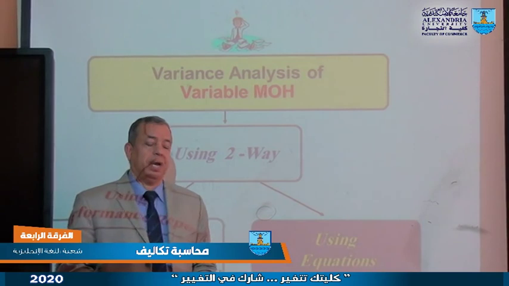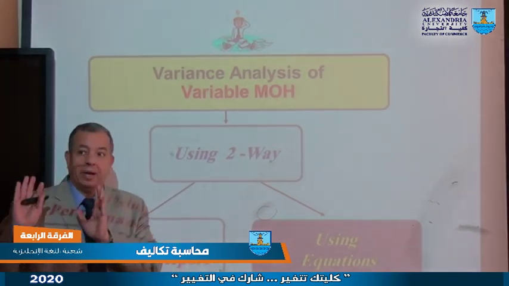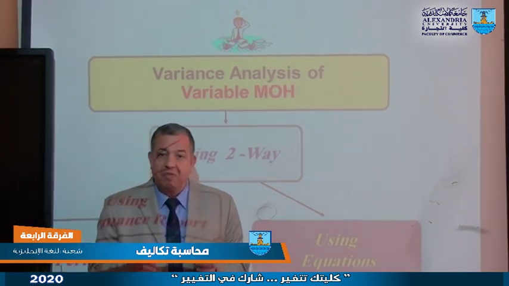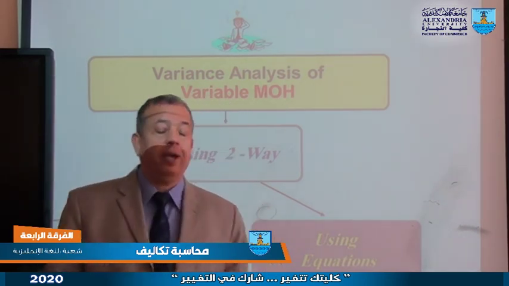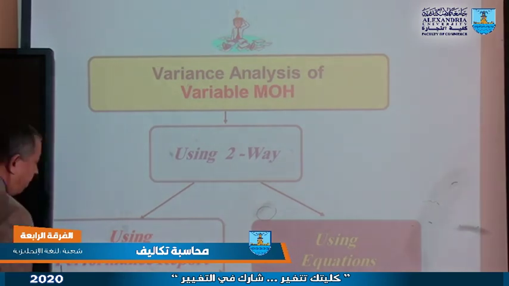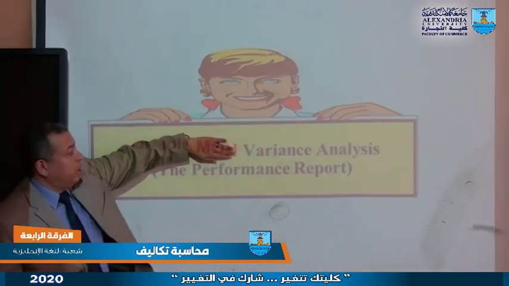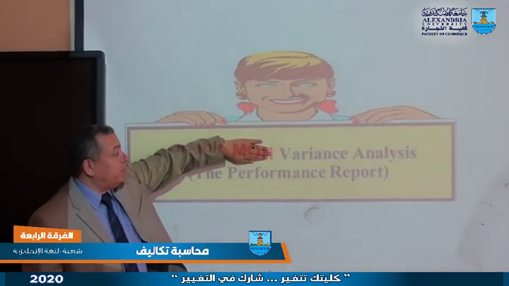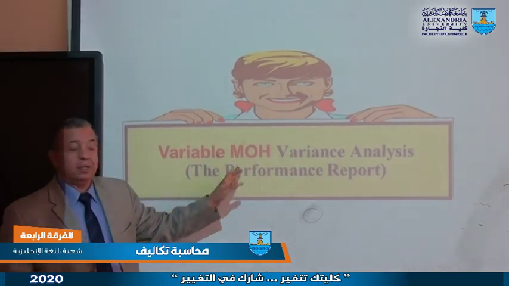The same. Again, performance report like direct labor. And equations like. The difference, instead of we say in direct labor rate variance, we say here spending variance. Do you remember me when I speak about performance report in direct labor? I change only direct labor here and I put variable manufacturing overhead.